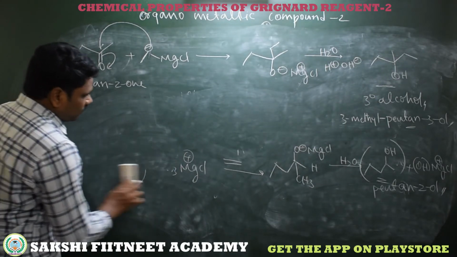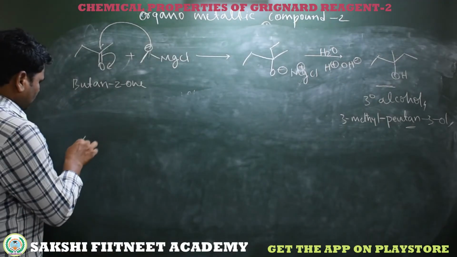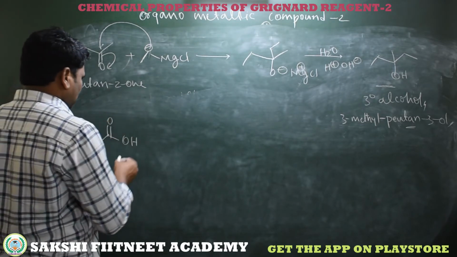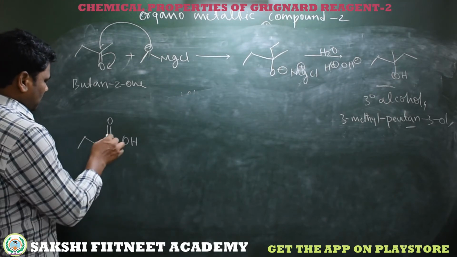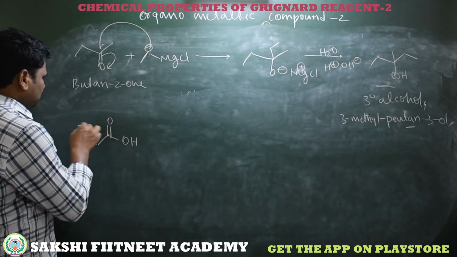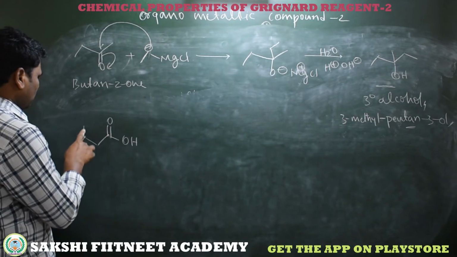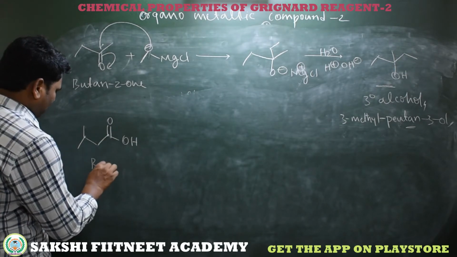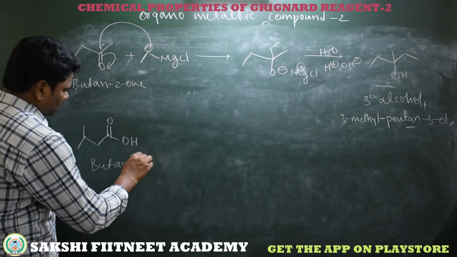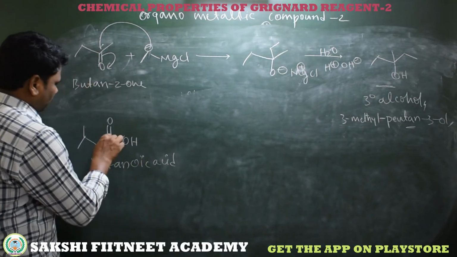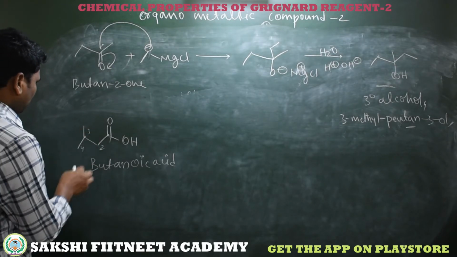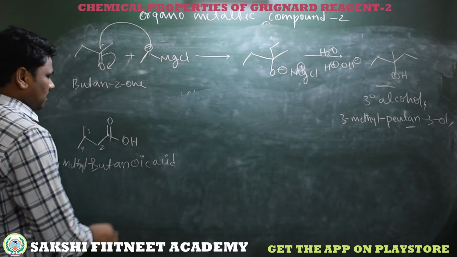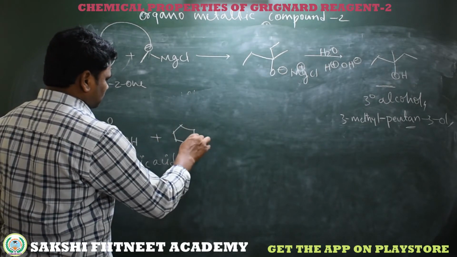So now I am taking an example for carboxylic acid. I am taking a carboxylic acid here. What is the name of this carboxylic acid? 1, 2, 3. So here I am taking a methyl group, 1, 2, 3, 4. So you can consider this is the parent chain. So it's an -oic acid. So first, second, third, fourth. At the third position we have a methyl group. So it's 3-methylbutanoic acid, treating with this Grignard reagent.